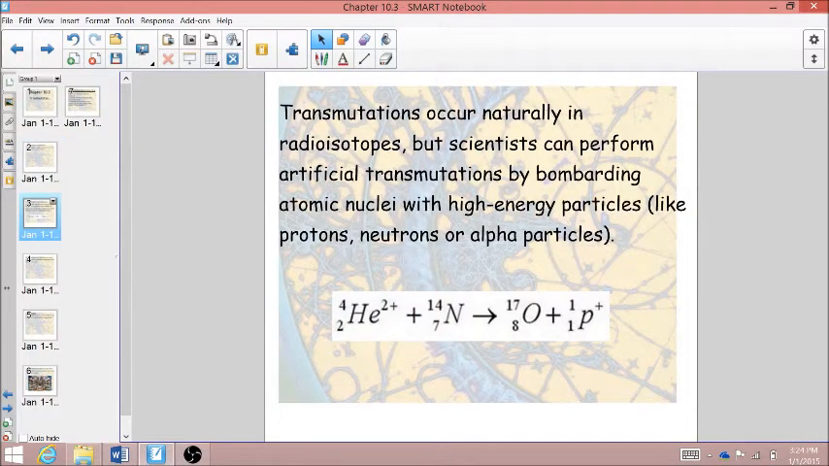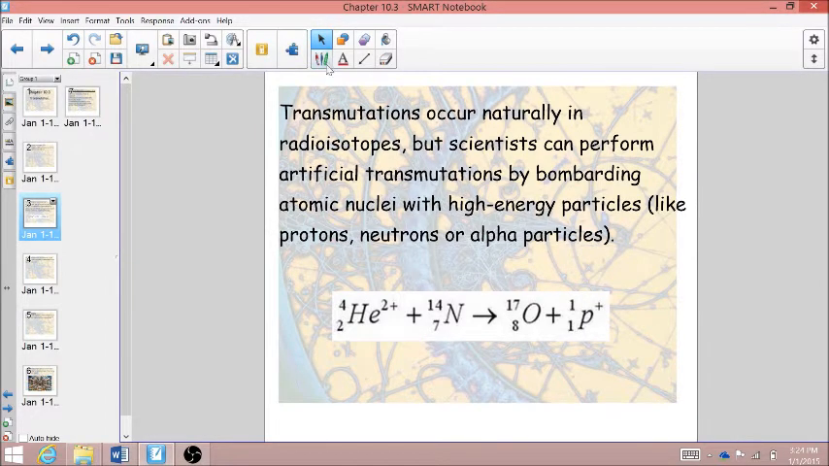Now, transmutations occur naturally in radioisotopes. So, uranium-235 is an unstable element, and it will naturally decay into a different element over time. But scientists can actually perform artificial transmutations by bombarding atomic nuclei with high-energy particles like protons, neutrons, or alpha particles.